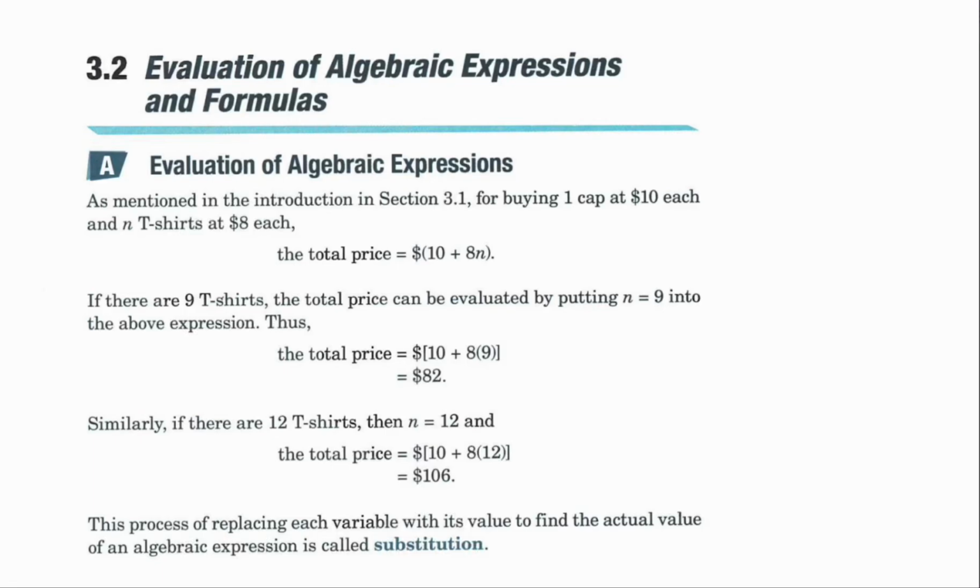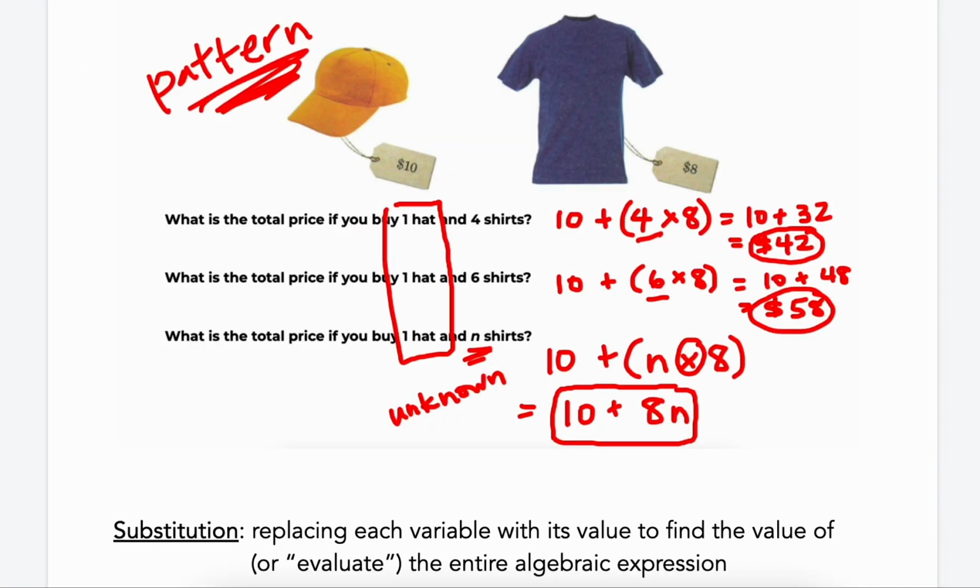Hi everyone, today we are talking about how you can evaluate algebraic expressions. So you might recall from our last lesson video that we were talking about a scenario where you buy hats and t-shirts. The hats are $10 per hat and the t-shirts are each $8. So we came up with the algebraic expression 10 plus 8n, or 8 times n, if you're always buying one hat at $10 and you are buying an unknown or n amount of shirts each at $8.